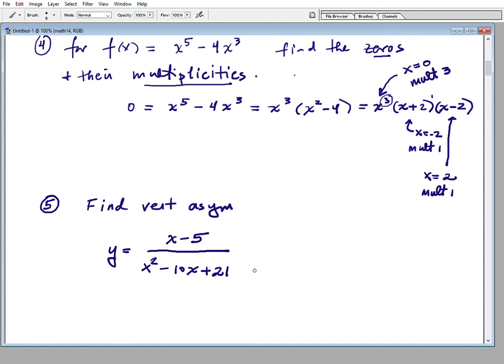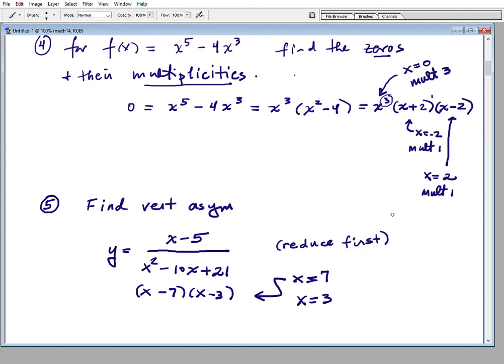So for vertical asymptotes, we would just factor this denominator. This factors into x minus 7, x minus 3. If we can reduce, we do that. Now, there is no reducing here. So the vertical asymptotes will be x equals 7, x equals 3. Let me just put in parentheses, you will reduce first before you find vertical asymptotes, if there is some reducing to do.